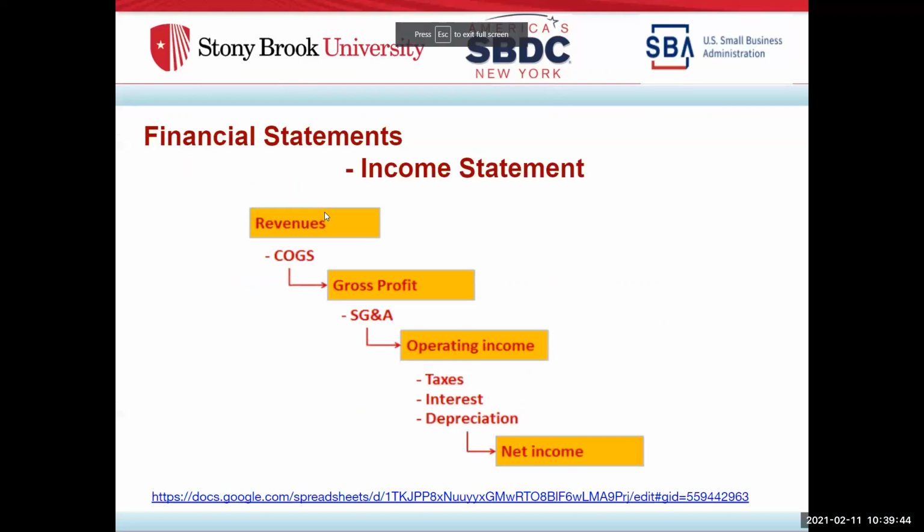Another major financial statement is the income statement. Here, this is a simplified flow of an income statement. The purpose of the income statement is to show the profit or loss that a business generates in a certain time period. It also shows the gross and operating margin of a business, which is also important to identify any possible issues and to optimize business operation.